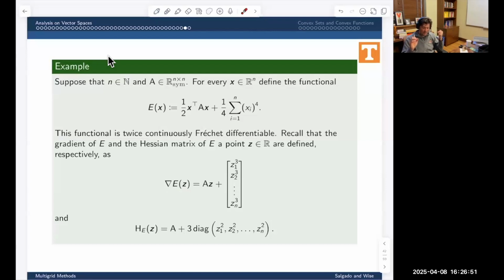Now for the Hessian, how do I compute the Hessian? The Hessian, you probably remember, was the matrix of all the second derivatives. And it's not too hard to show that the matrix of all the second derivatives for this guy is the following symmetric matrix. So it's equal to A, which was assumed symmetric from the beginning, plus this symmetric matrix, 3 times the diagonal matrix, which is comprised of the following diagonal entries: z1 squared, z2 squared, all the way up to zn squared. Okay, so it's diagonal, but it has these weird diagonal entries.